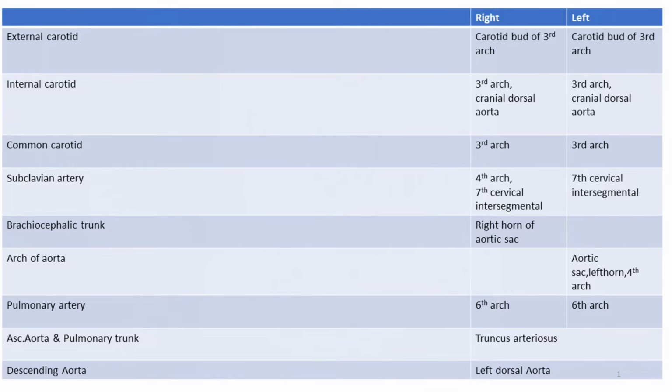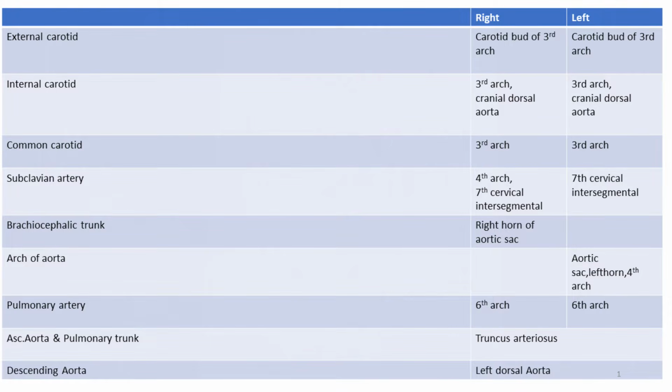The brachiocephalic trunk is derived from the right horn of the aortic sac, whereas the arch of aorta is derived from three important structures, that is the aortic sac, the left horn of the aortic sac and the fourth arch artery. Pulmonary artery is actually derived from the sixth arch artery.